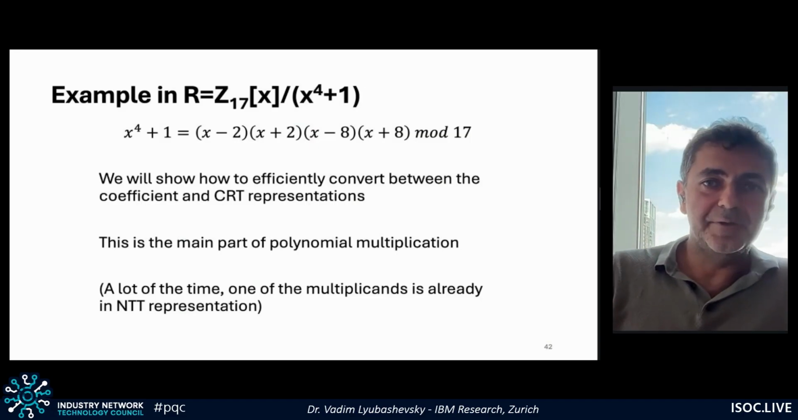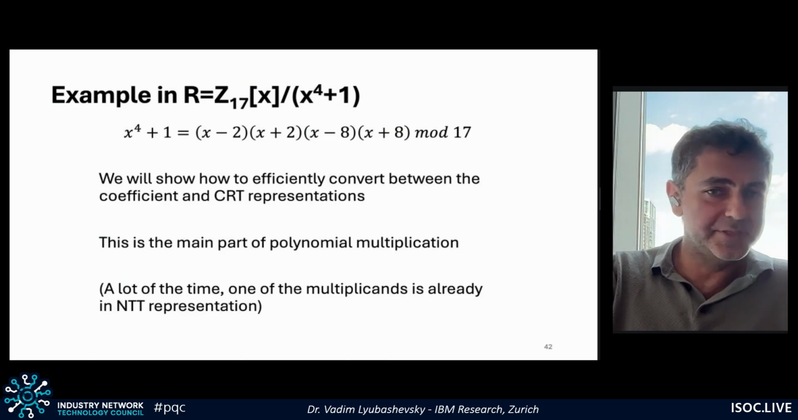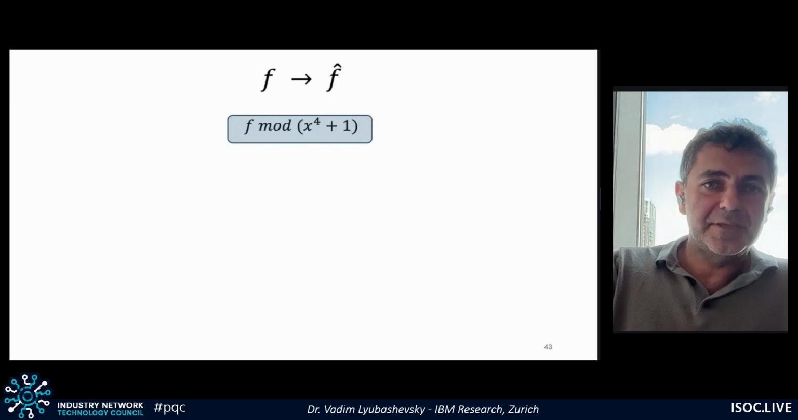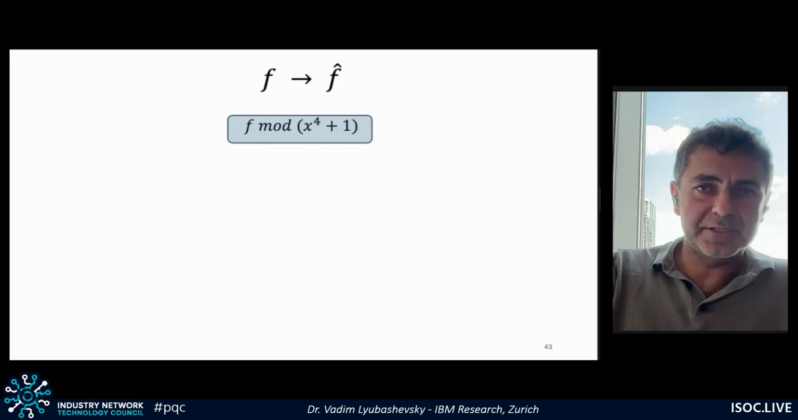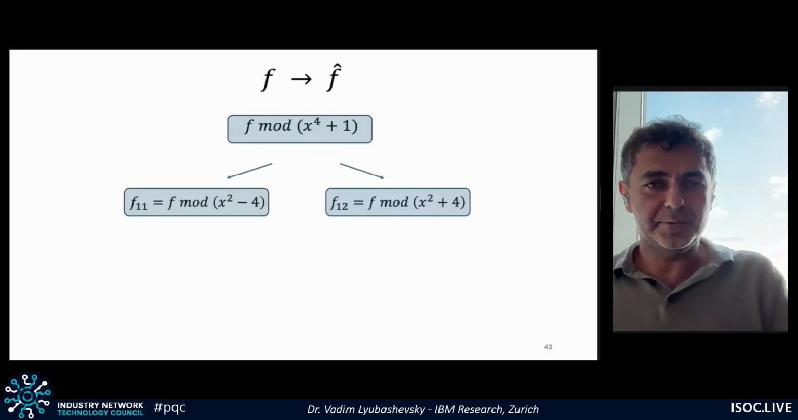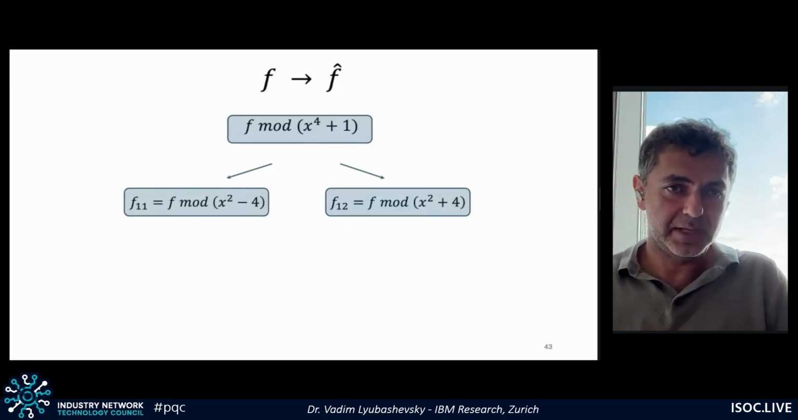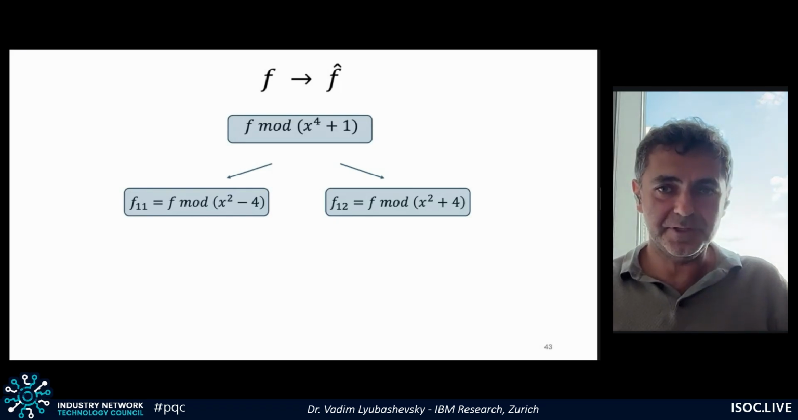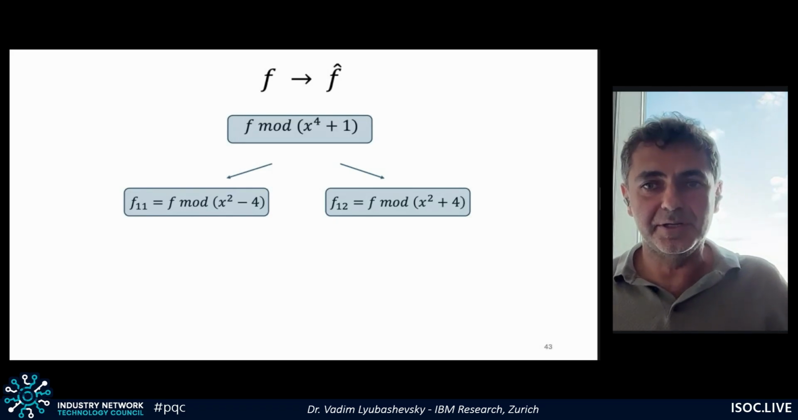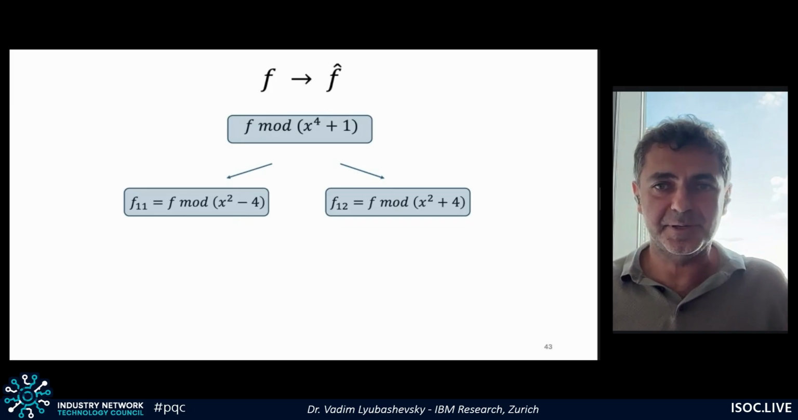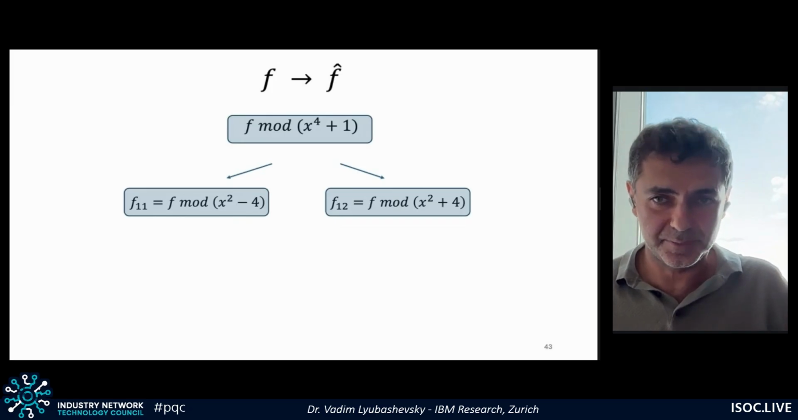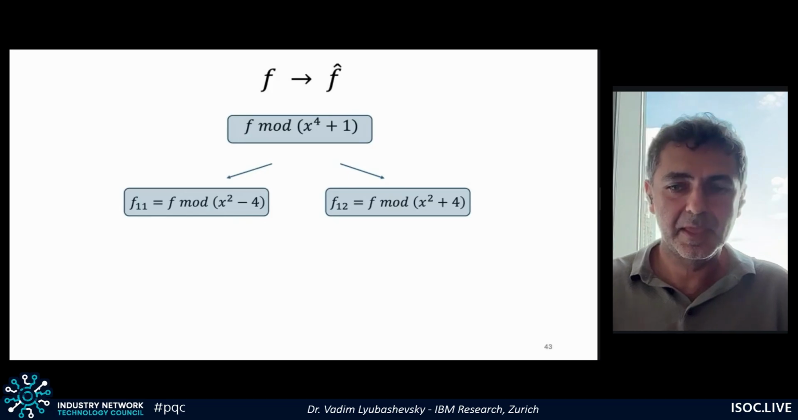And I'll just show how to efficiently convert between the coefficient and the Chinese remainder representations. This is the main part of polynomial multiplication. So here's how you do it. Let's say you want to do f, and the polynomial coefficient representation is mod x to the fourth plus 1. I'm going to split it up into 2 parts. The first part is f mod x squared minus 4. The second part is f mod x squared plus 4, because x squared minus 4 times x squared plus 4 is x to the fourth plus 1, mod 17.